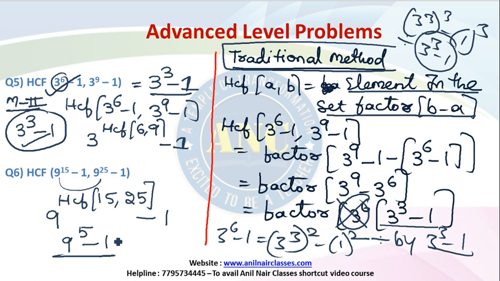Idea is clear. No need to do this traditional method. You can do it by using the optimal method. 15 and 25 HCF is 5. Answer is 9 power 5 minus 1. Idea clear? Next one.